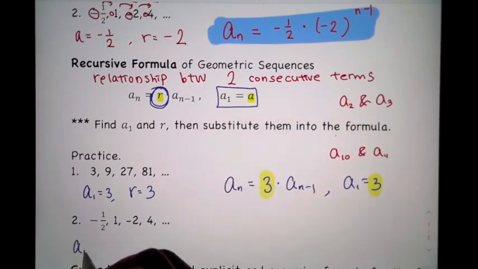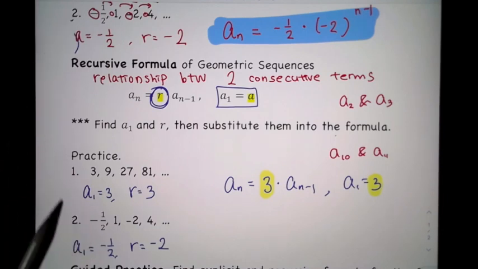And number 2. Then what was it? My a1 was negative half and my r was negative 2. You're multiplying it by negative 2. We already know that. We got it from here. It's the same question, right? But I want to write it in the recursive form.